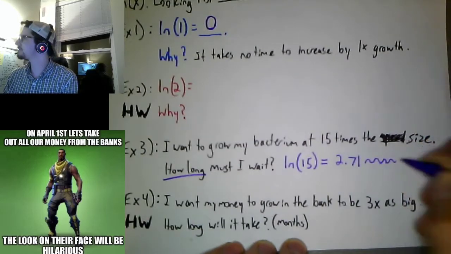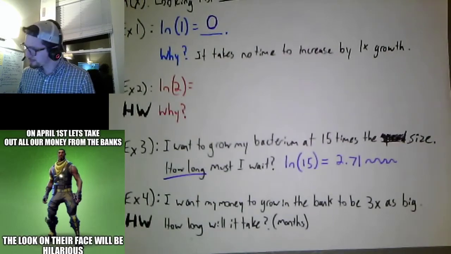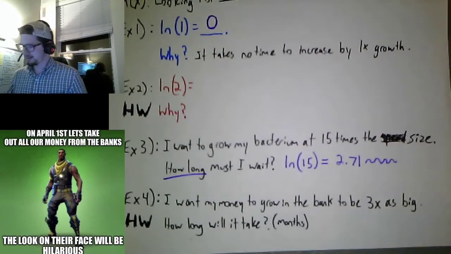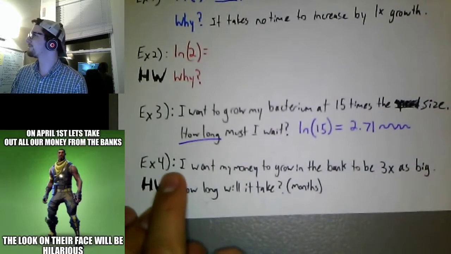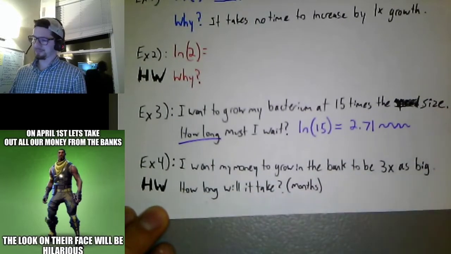2.71 somethings. I didn't tell you if you're going to use years or minutes, so you can't really answer that. I should have. That was my mistake. Oops. I'll give you a rate. In fact, I do give you a rate because in example 4, I ask you a similar problem and I ask you for how many months it will take. That will be up for you.